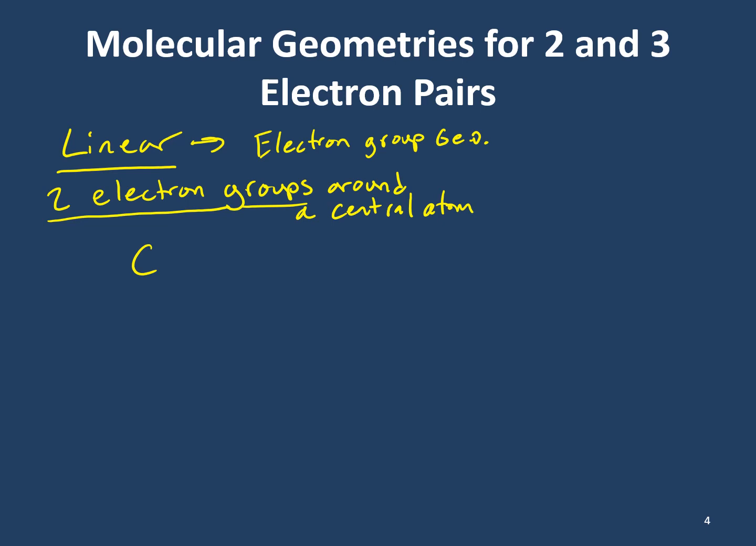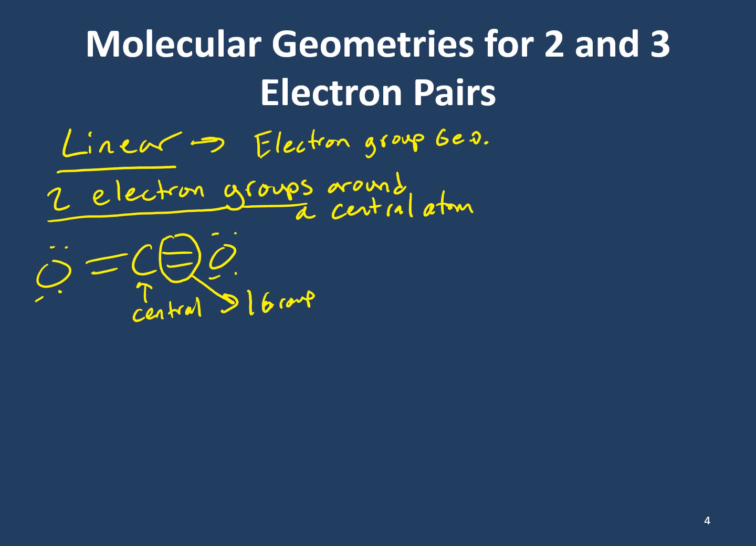So let's look at a couple of linear molecules. CO2 is a perfect example of a linear molecule, and it's also the reason why I hate the words electron pair geometry. When we think about stuff around our central atom, here is our central atom. We need to count groups of electrons around them. And the reason why I like to use the word group as opposed to pair is because this double bond is one group.